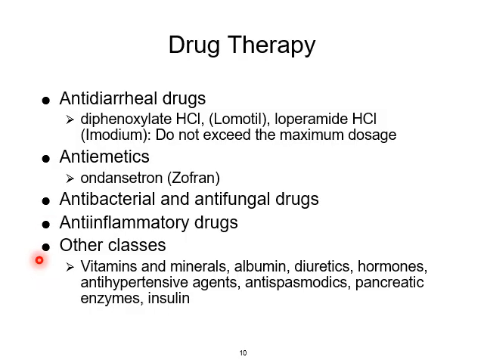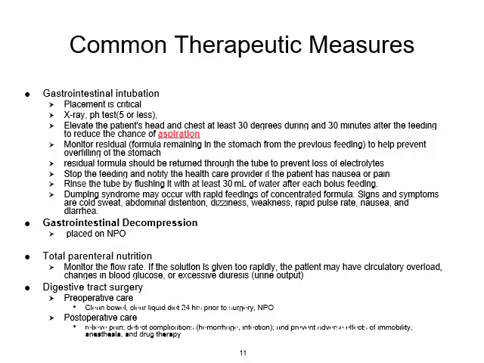And then some other classes are vitamins and minerals, especially for patients that have a vitamin deficiency, albumin, diuretics, hormones, antihypertensive agents, antispasmodics, and pancreatic enzymes.